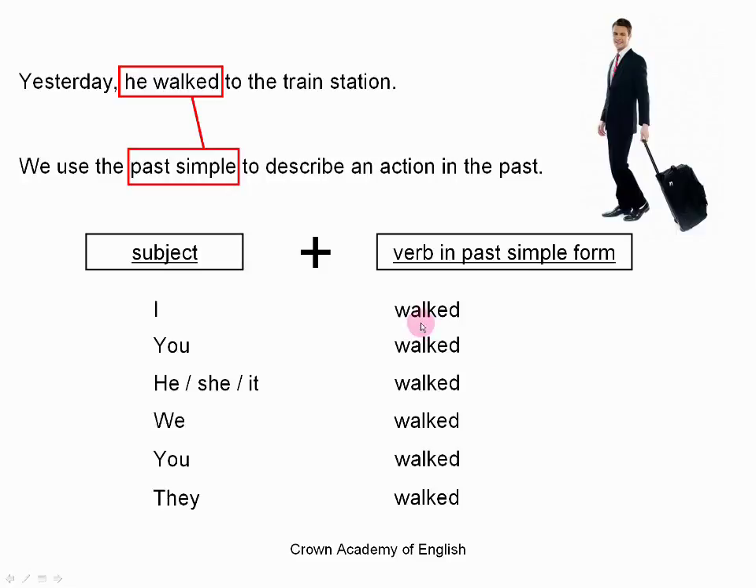All right. Now, walk, this is a regular verb. And for regular verbs, we simply add the letters ed to the base verb. All right. So if it is a regular verb, we simply add ed to the verb. Now let us look at the past simple form for other verbs, because not all verbs are regular.